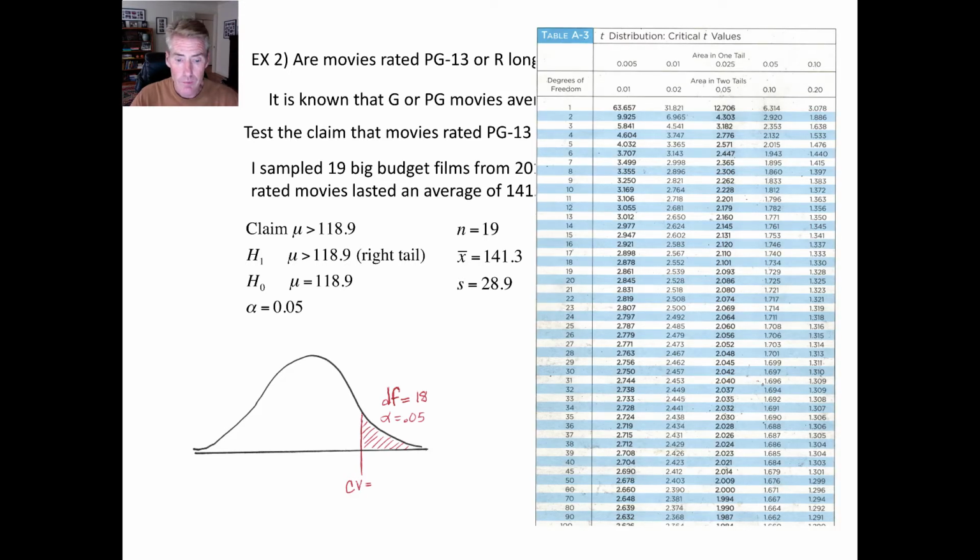So here's the table. And it is one tail, 0.05. So we use this column. And then degrees of freedom is 18, so go down to right about here. 1.734 is the critical value. So put that on the picture, and Bob's your uncle.